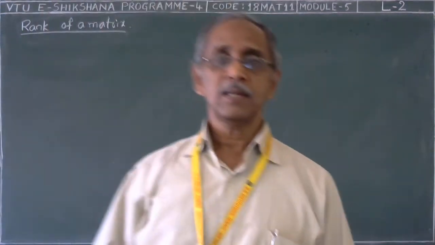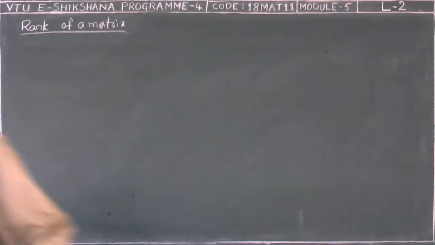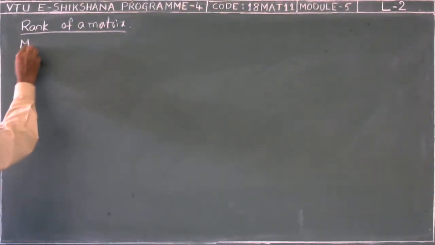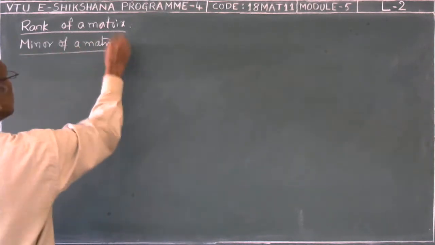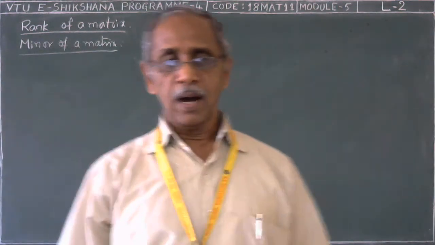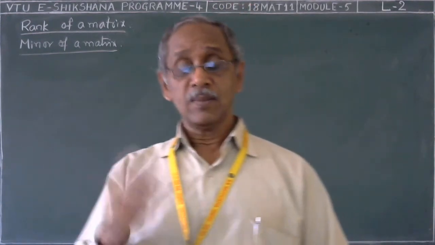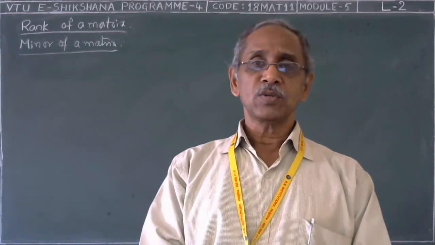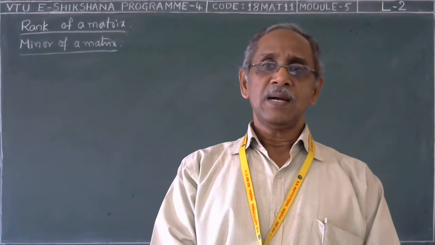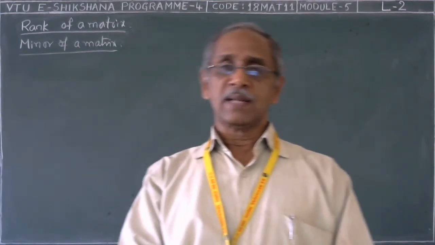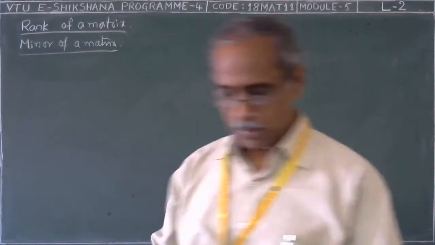Rank of a matrix is defined through minors of a matrix. So first let me define what is a minor of a matrix. You select R rows and R columns of any given matrix for a determinant that will become a minor of that matrix A. Like that you can choose different rows and different columns and form determinants, thereby forming minors of the matrix. So clearly, obviously there can be a number of different minors of the same order. So let me define this.